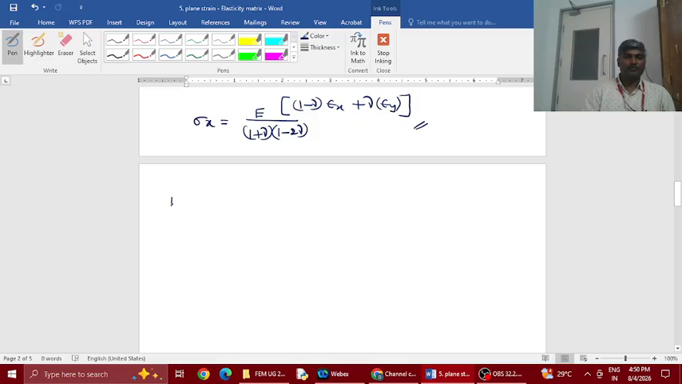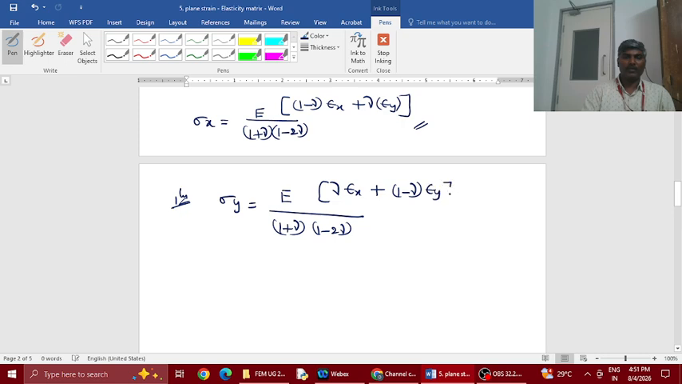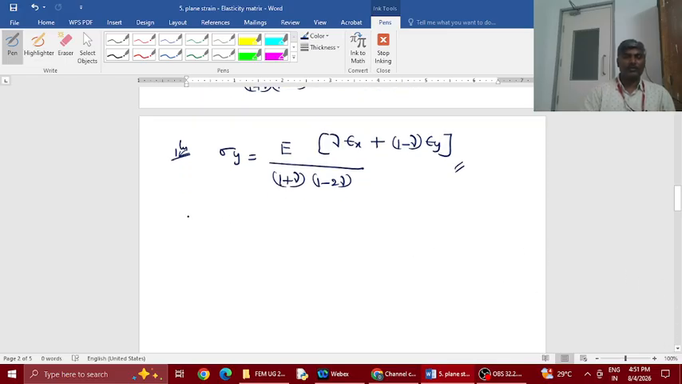Okay. Now similarly, if you try to eliminate sigma x, you'll get sigma y expression. So I'll write it directly like E by 1 plus nu 1 minus 2 nu into nu into epsilon x plus 1 minus nu into epsilon y we get. So if you do the same similar procedure, you will find this expression for sigma y. Okay, yeah, we have one more stress term to be evaluated, that is shear. So that can be done directly.